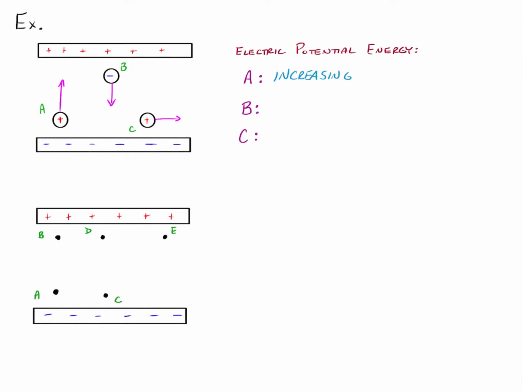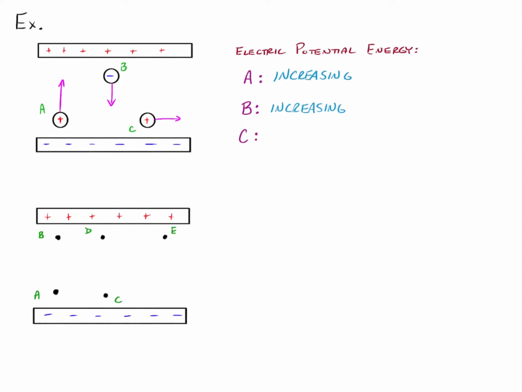If we take a look at B, it's a very similar situation. Now it's a negative charge and I'm moving it downwards. Well, naturally, the negative plate would repel the negative charge upwards. The positive plate would attract that negative charge upwards and it would move upwards. I'm forcing it downwards, doing the opposite of what it naturally wants to do. So once again, I'm increasing the electric potential energy of that charge.